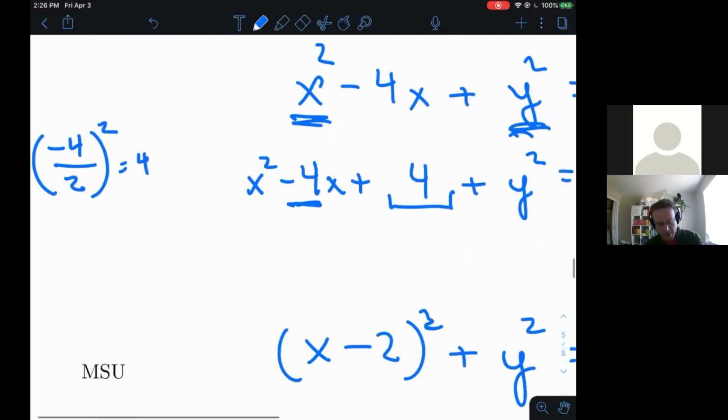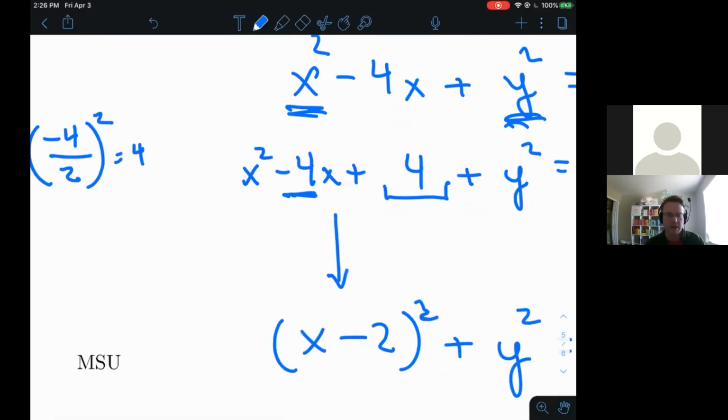And with this, you can go ahead and verify that if you take x minus 2 and you square it all out, you do the firsts, the outers, the inners, the lasts, you FOIL it all out, you do get back to this. So this is the completed square, x minus 2 quantity squared.